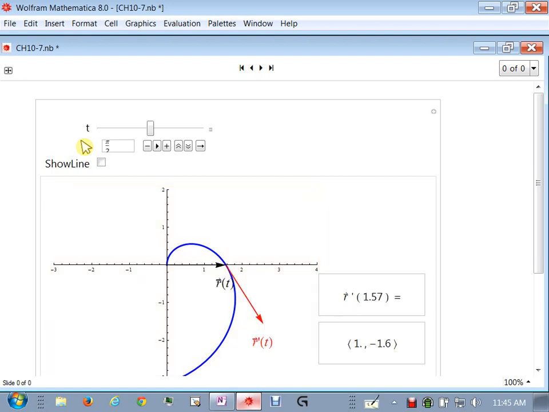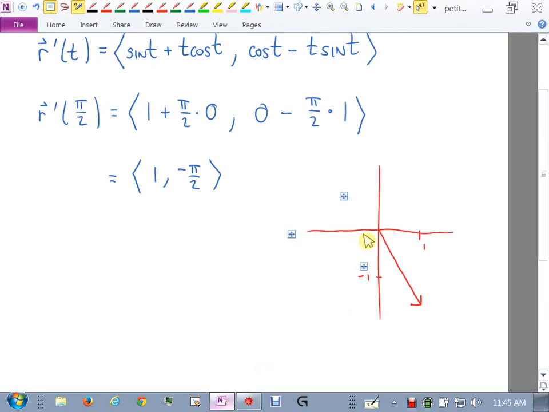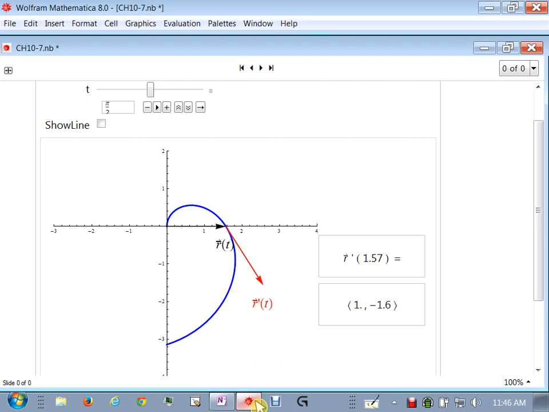There we go. Pi over 2. So at exactly pi over 2, here's my tangent vector, right? That matches up with what we got here, right? It looks kind of like that, doesn't it? Of course, it's been moved over, but that's what it is.